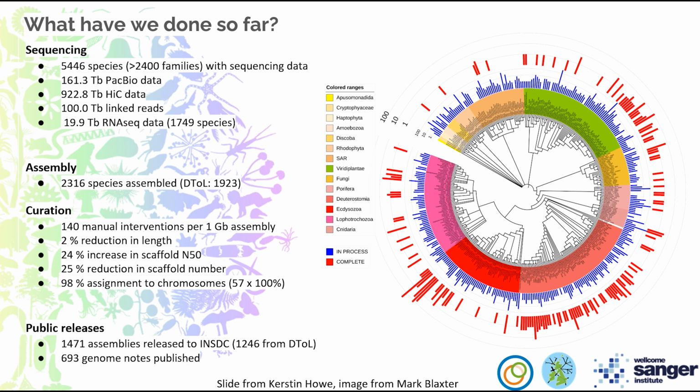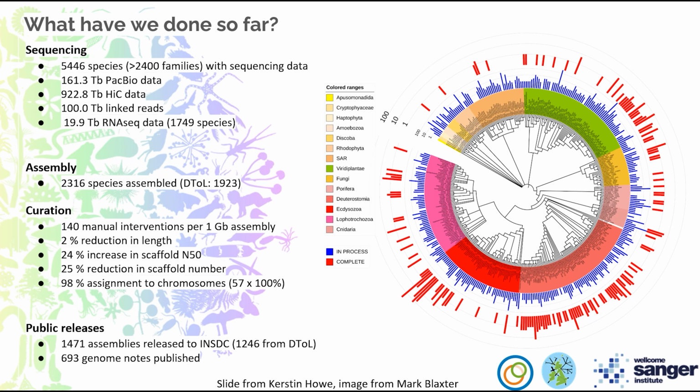We've got 2,316 species in assembly. That's my favorite number because that means that my team, our work is done. We've generated all of the data. It's now with the assembly team and the bioinformaticians to bring it all together. Curation has been scaling massively. 140 manual interventions per gig of assembly. There's a lot of work and a lot of real expertise in that curation team.